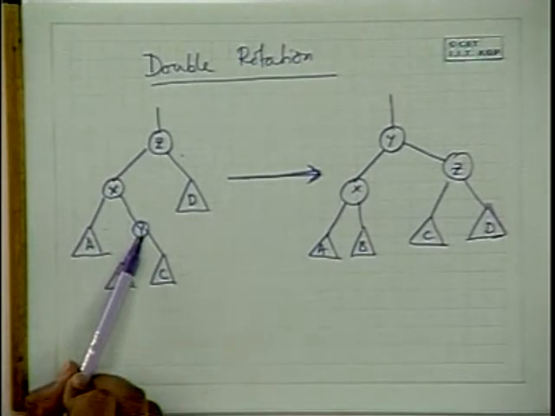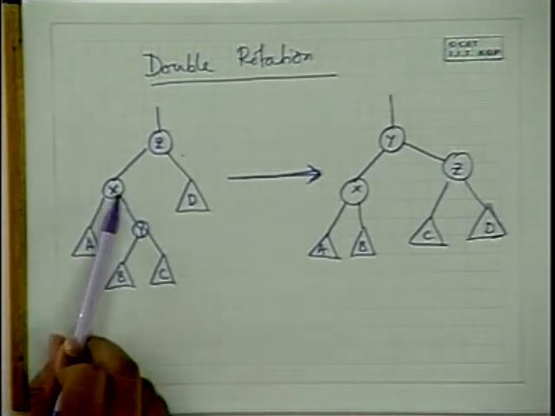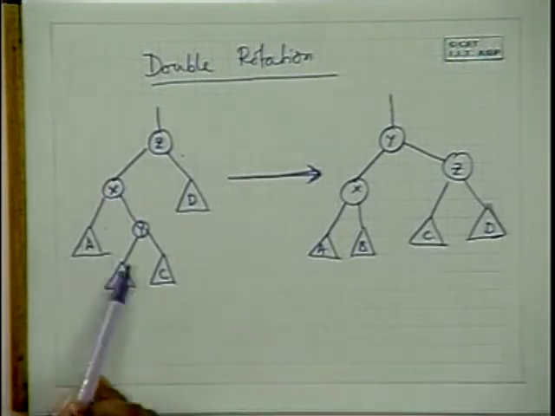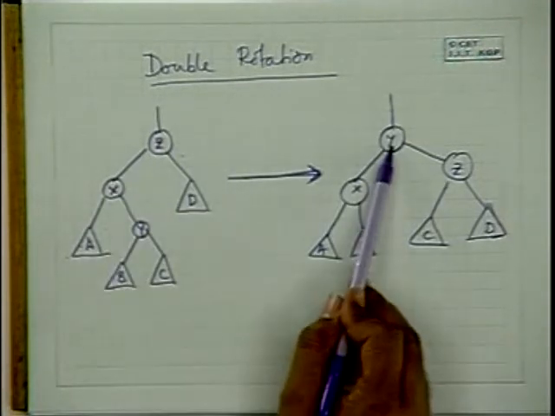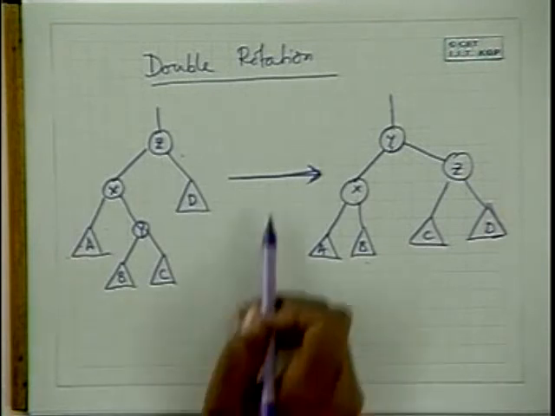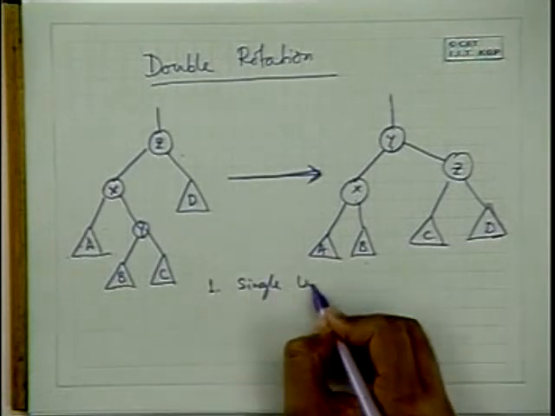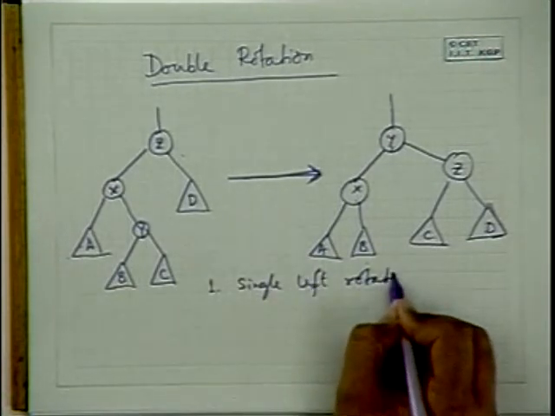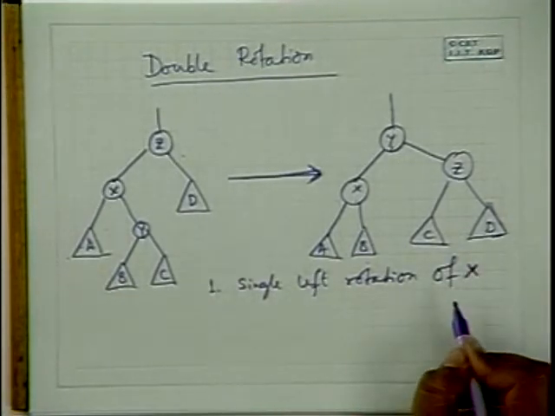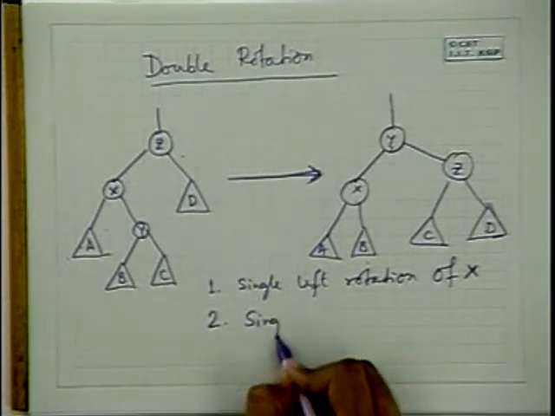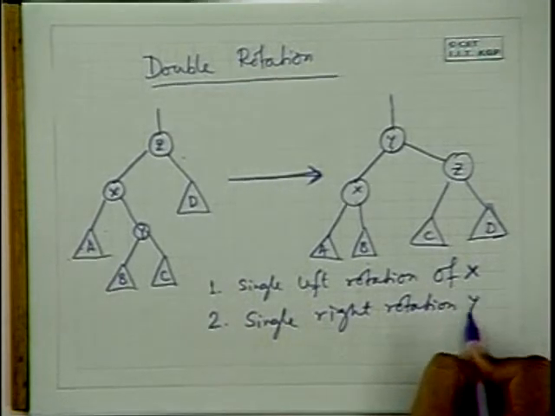You can see how the double rotation is performed. You are first doing a left rotation of x. If you do a left rotation, x comes here with a and b as the left and right children. Then you do a right rotation of y, then y will come here and exactly this will happen. So this is a conjunction of two single rotations. First a single left rotation of x according to our definition, then a single right rotation of y.